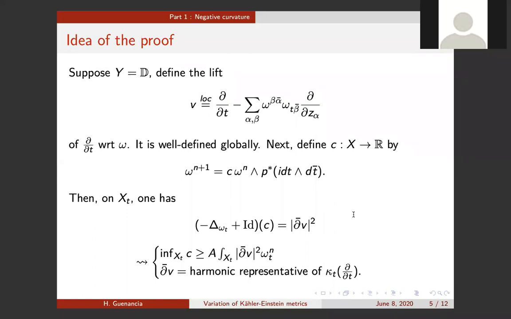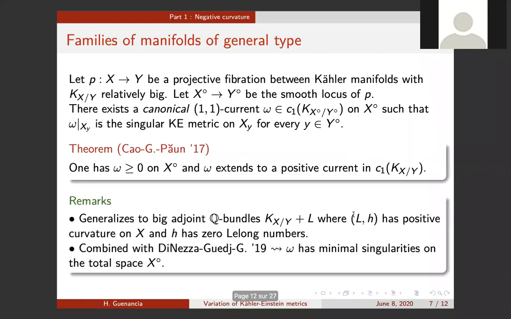Yeah. Henri. So I have another question. You mentioned that in your work with Vincent and Ha, you have proved that the omega is of minimal singularity on x0. So we know that it can be extended canonically on x. So for this extension, can we also say something about its minimal singularity?